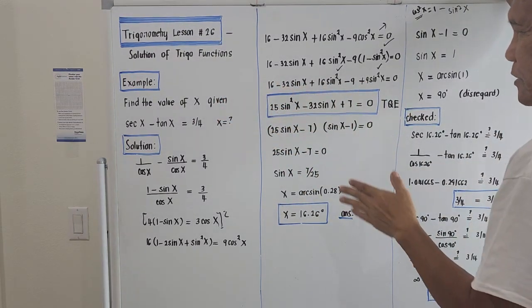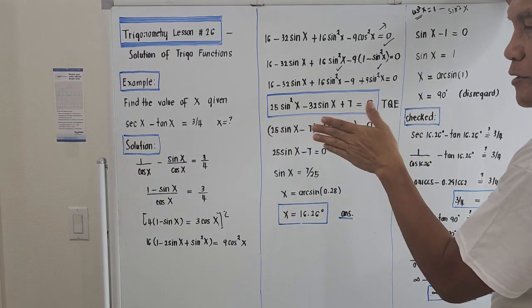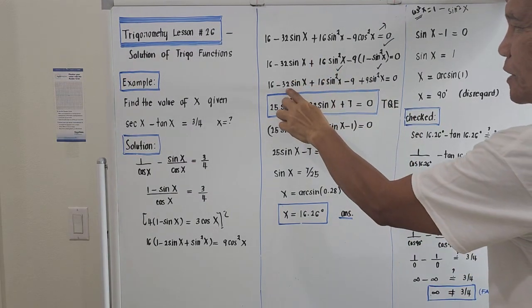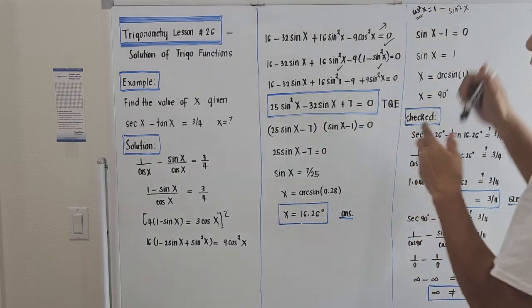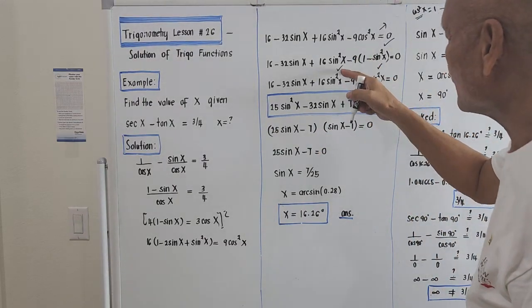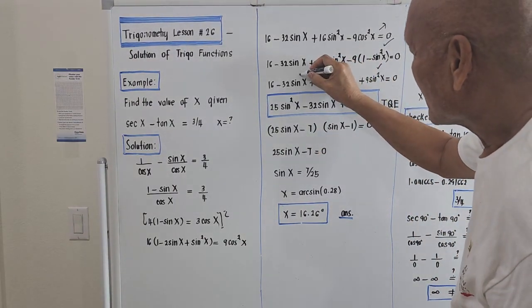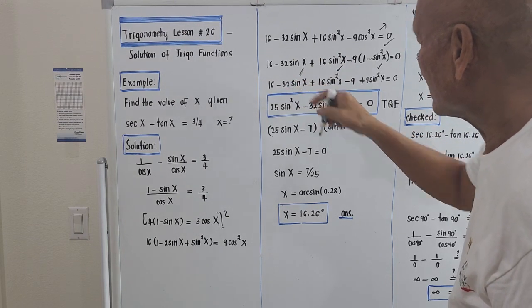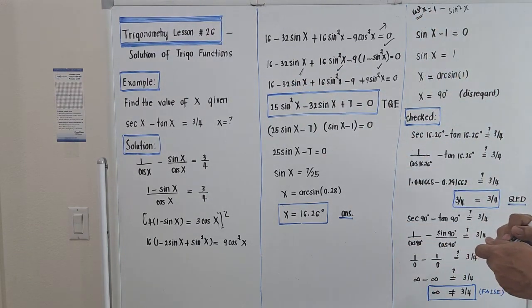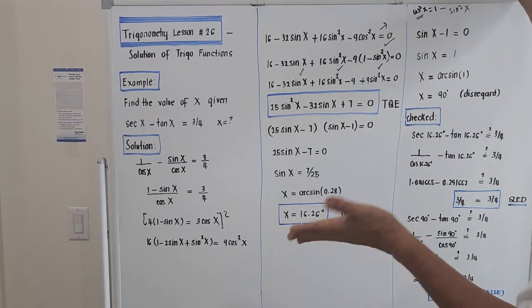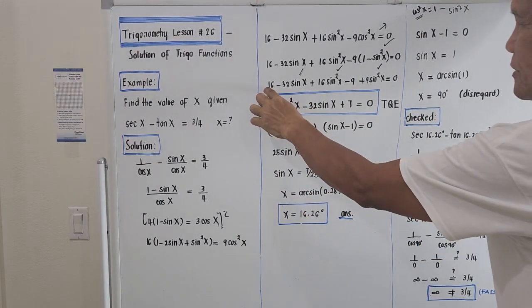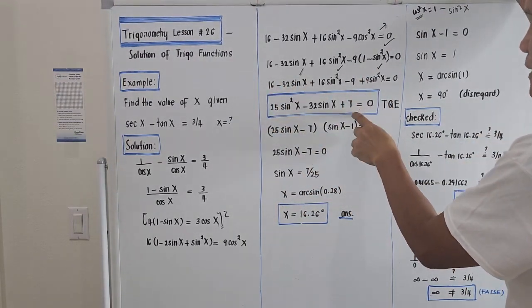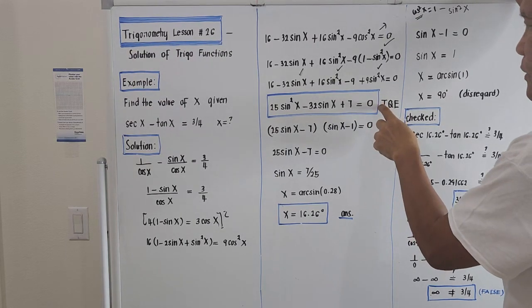What will be the next term? It will be a function that contains sine of x. It will be negative 32 sine of x, okay? So we are done with this. We are done with negative 32 sine of x, and the only missing part now is actually the pure constant term. 16 minus 9 will be plus 7, and this should be equal to 0.